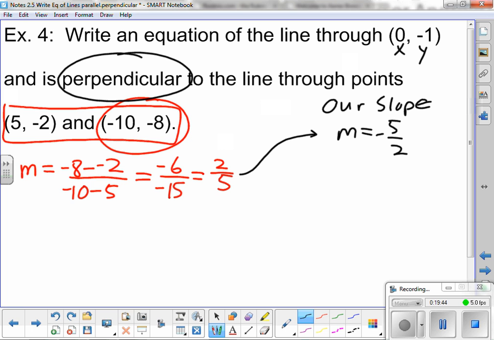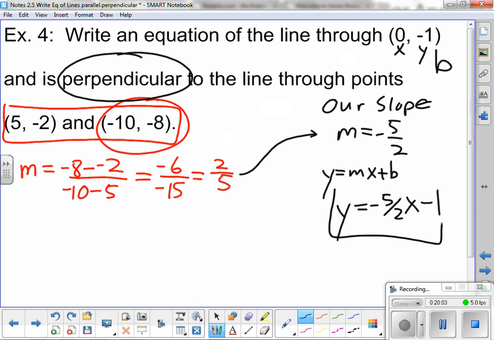So let's use slope-intercept form. Y equals mx plus b. Because once again, it didn't say what form it had to be in. It just said write an equation. Okay, I'll write an equation. So this is your b since it is a y-intercept. So you got y equals negative 5 halves x. And then your b is a negative 1, so minus 1. You're done. Woohoo! Good job. Yay. I'm cheering for you guys.